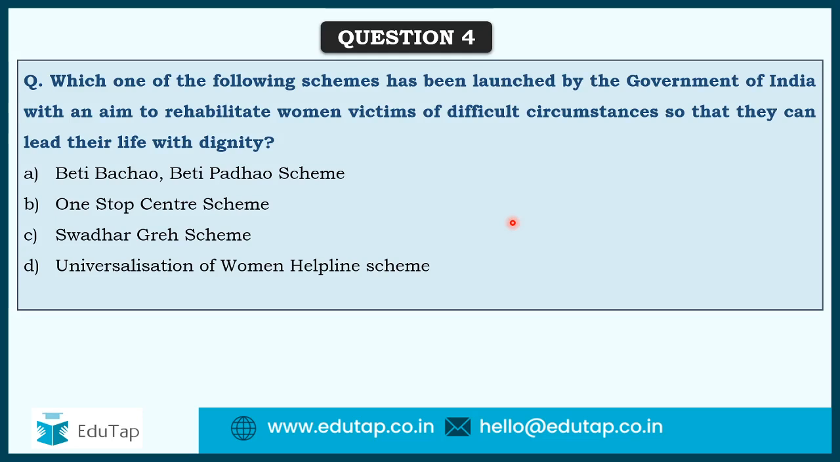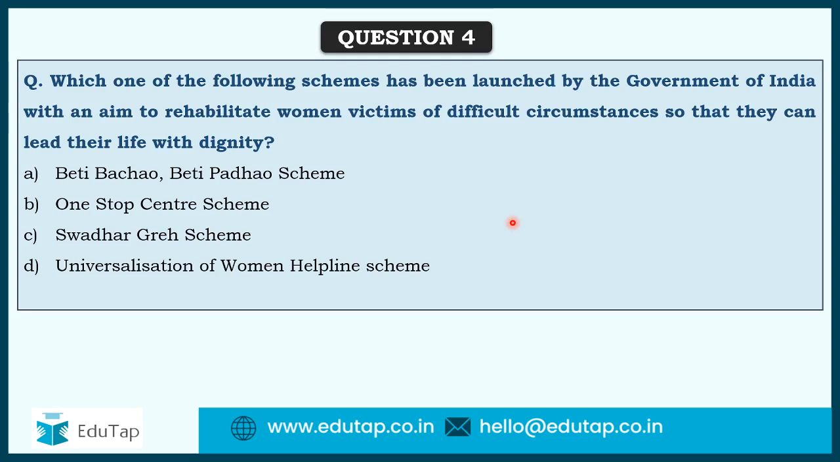Options are Beti Bachao Beti Padhao, One Stop Center Scheme, Swadhar Greh scheme, Universalization of Women Helpline Scheme. See, if I read this question, I can directly eliminate option A. Beti Bachao, Beti Padhao is not related to rehabilitation of the women victims, right? From the name itself, you can see it is related to education of the girl child. Then B, C, D, three are here.